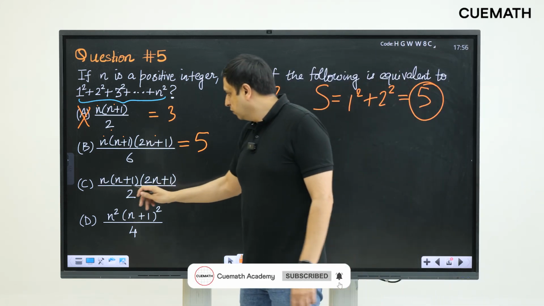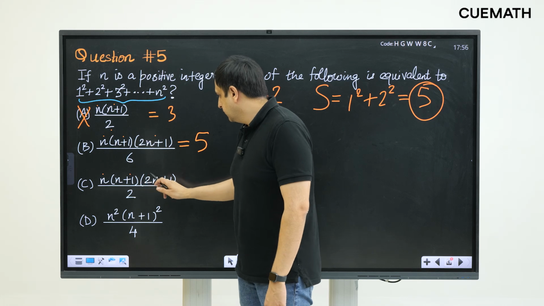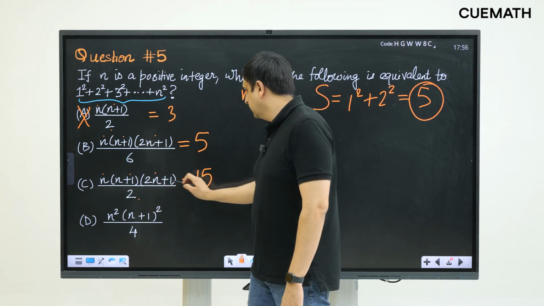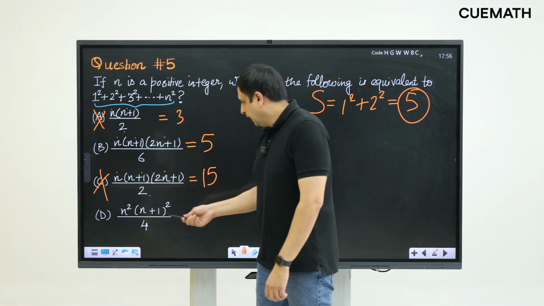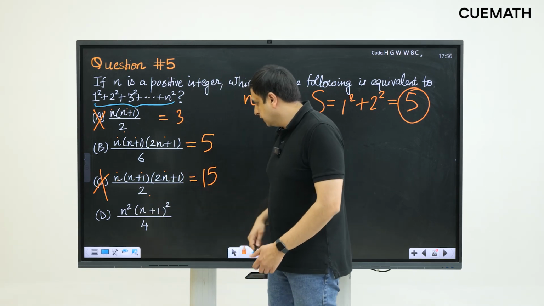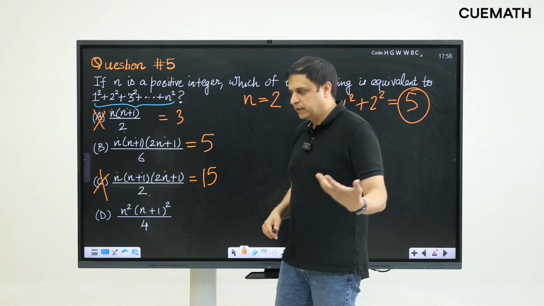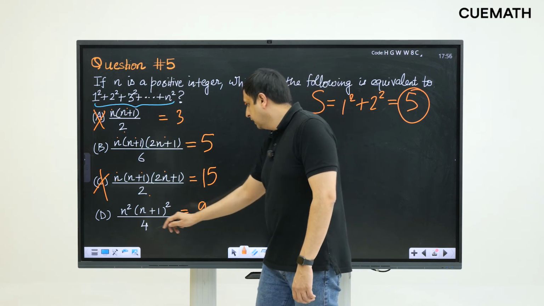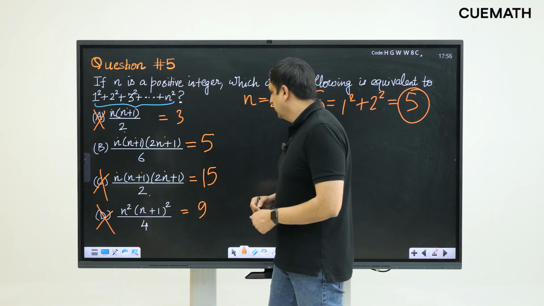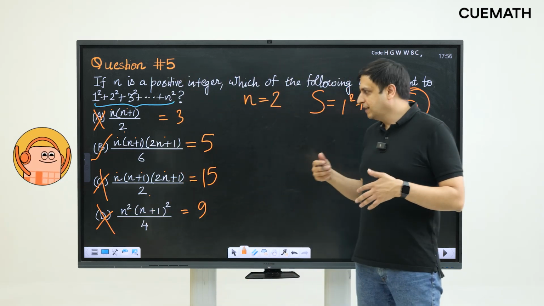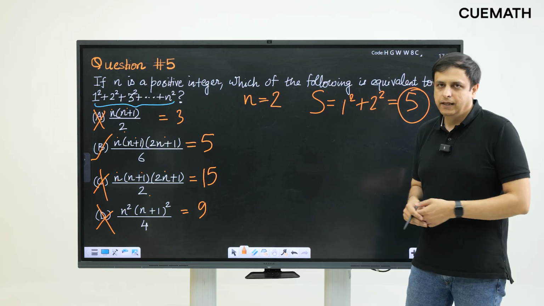Now, I will put n equal to 2 here. So, I get 2 times 3 times 5 by 2. So, that will be equal to 15. So, this is ruled out. And if I put n equal to 2 here, I get n square, which is 4, and n plus 1 square, which is 9, 3 square is 9, and divided by 4. So, this one will give me 9, and therefore, this one is also ruled out. And therefore, the correct answer is option B, n times n plus 1 times 2n plus 1 by 6.